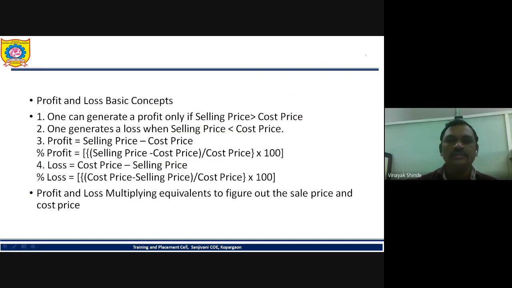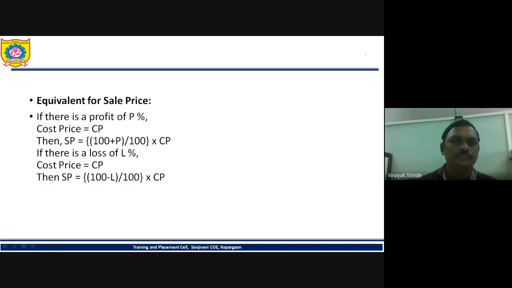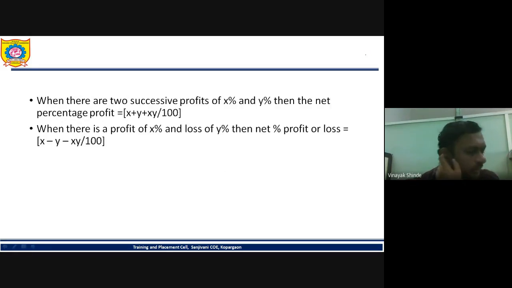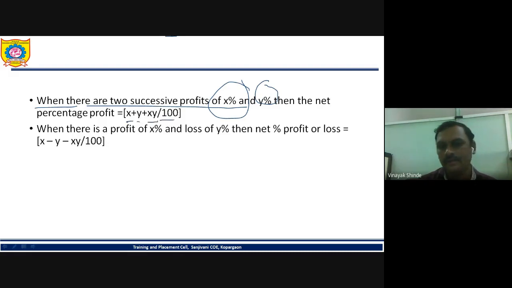Next, these formulas we studied. Yeah. So there is one more shortcut here. When there are two successive profits of X% and Y%, then the net percentage profit will be X plus Y plus XY by 100. Let us say in one business, if there are two successive profits, let's say 20% and again 20%, then how much will be the net profit? It is X plus Y plus XY by 100.